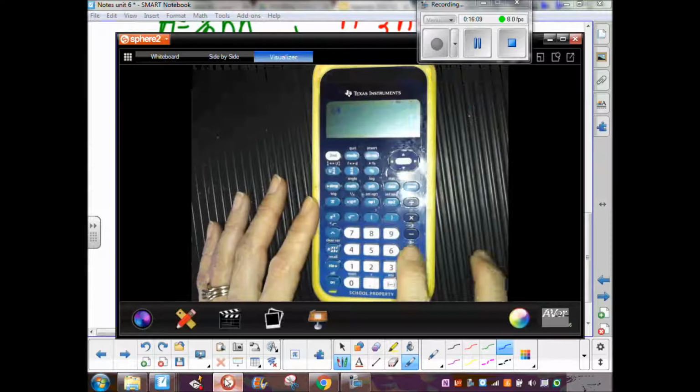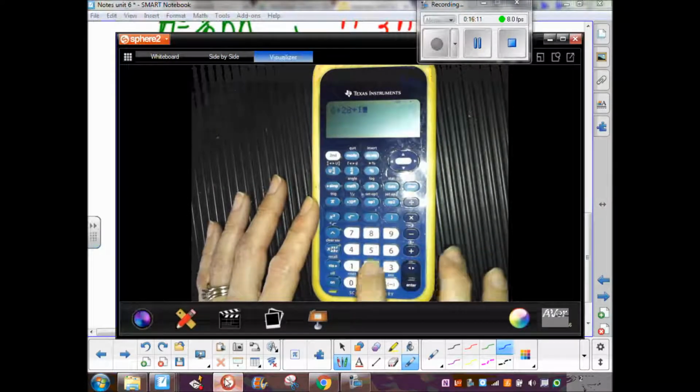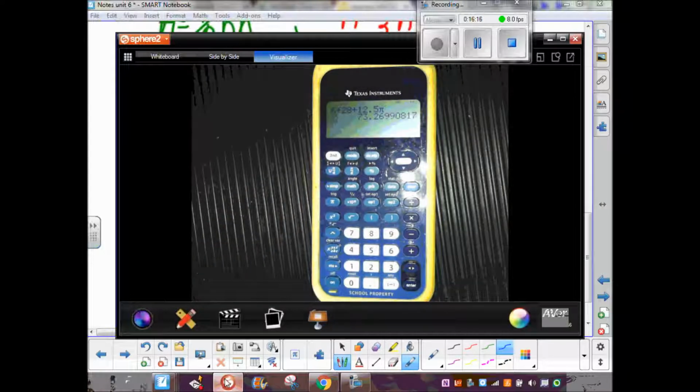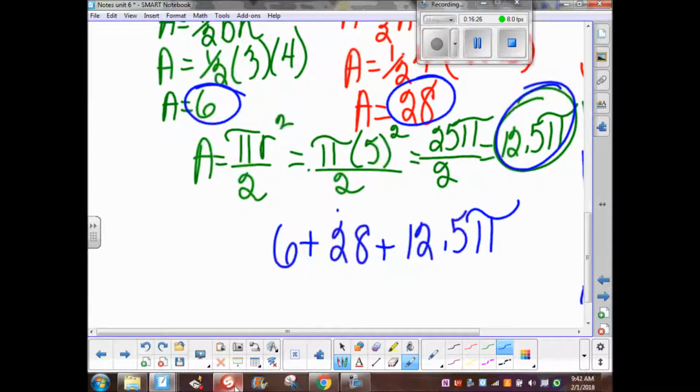6 plus 28 plus 12.5 pi, enter, and it said to the nearest integer. So nearest whole number. Press one. Area equals 73. Round in the end. Okay, is your final answer.